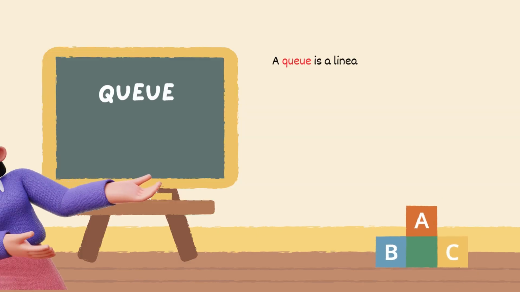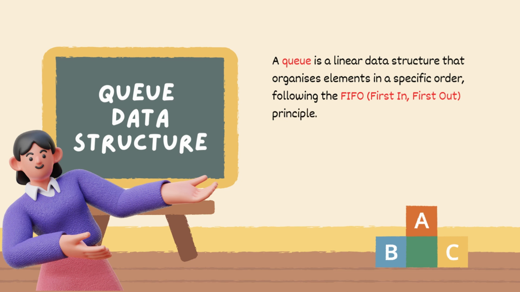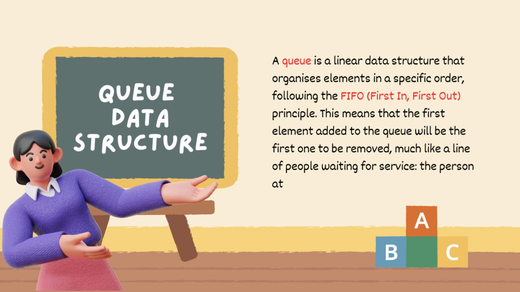A queue is a linear data structure that organizes elements in a specific order, following the FIFO, or first in, first out principle. This means the first element added to the queue will be the first one to be removed, similar to a line of people waiting for service. The person at the front leaves first, and new arrivals join at the end.